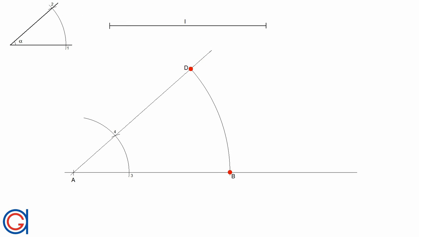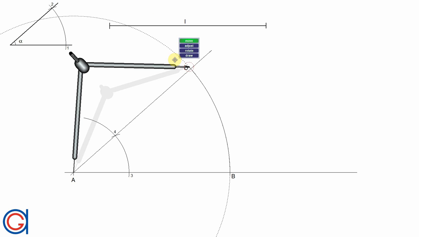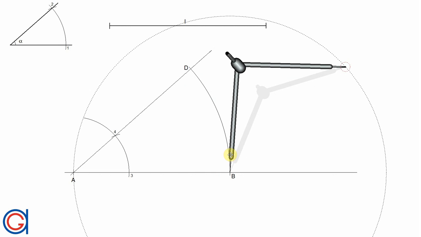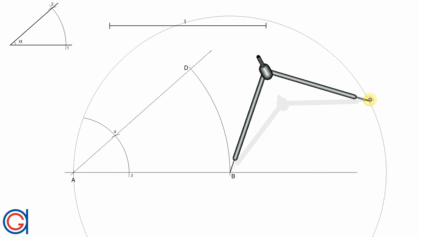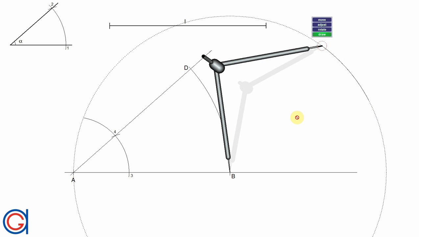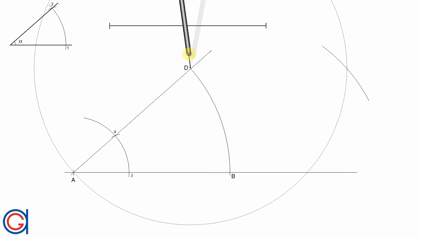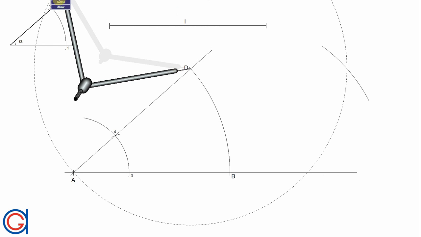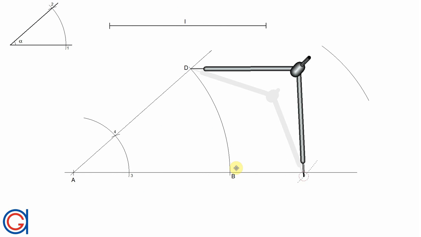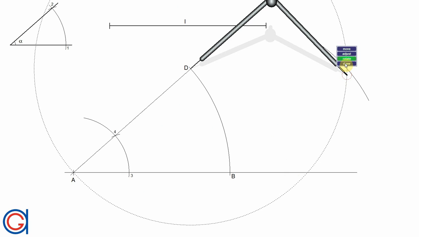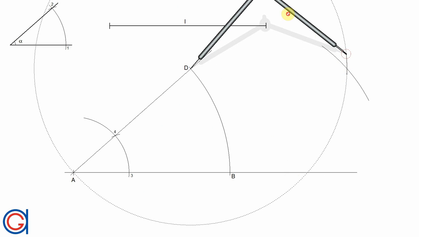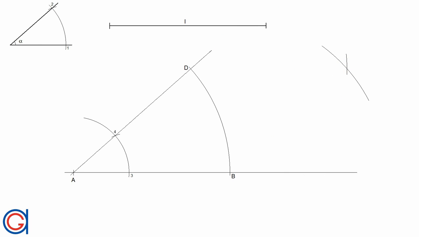So now, with the same radius, setting our compass on vertex B, we scribe an arc to the left, as can be seen here. And finally, with the same radius again, setting our compass on vertex D, we scribe an arc to the right, cutting our previously drawn arc at our fourth and final vertex, which we will call C.